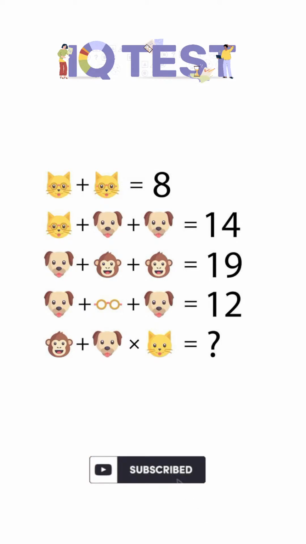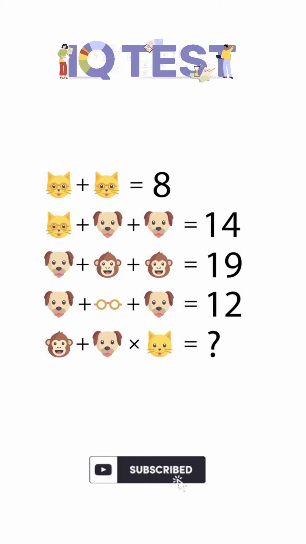Okay, so guys, let's have a look at this particular one. Over here we have the cat wearing the glasses. Two of them is equal to 8, which means the cat with the glasses is 4. Don't forget that the cat in this case is wearing the glasses. Now we have the second one. We have the cat with the glasses plus a dog plus a dog. Now we've established that the cat with the glasses is 4. So if we take that 4 from the 14, we'll get 10, which means one dog is 5.